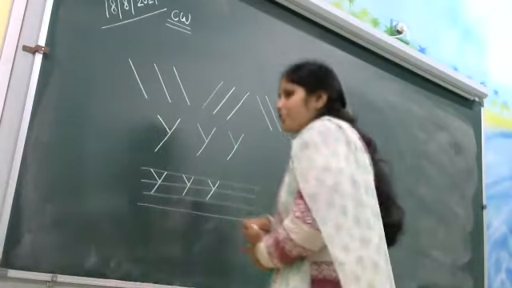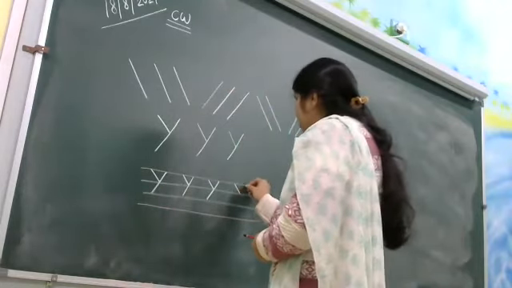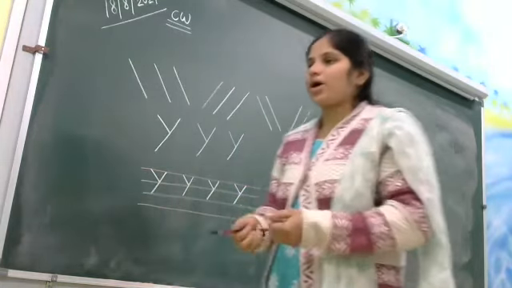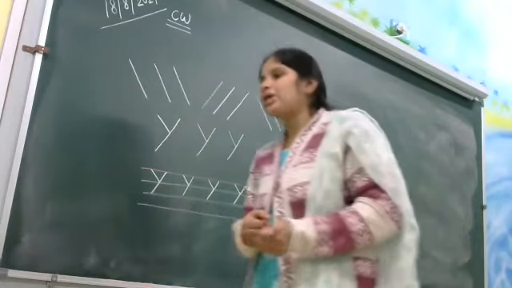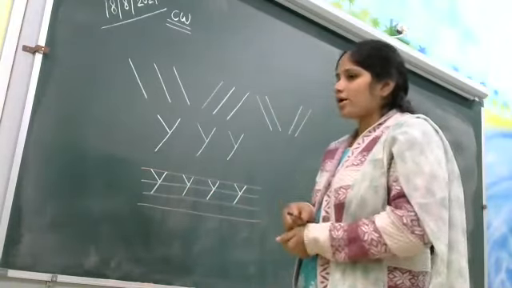Finished, Priya? Very good. A small slanting line and a big slanting line makes letter Y.